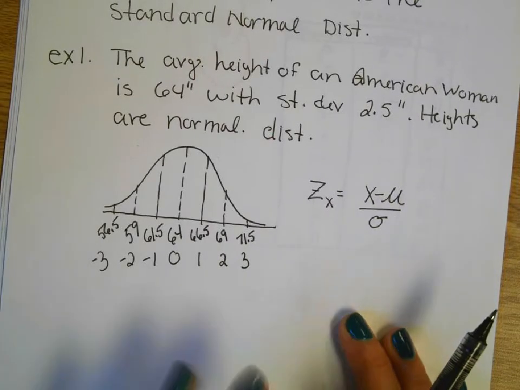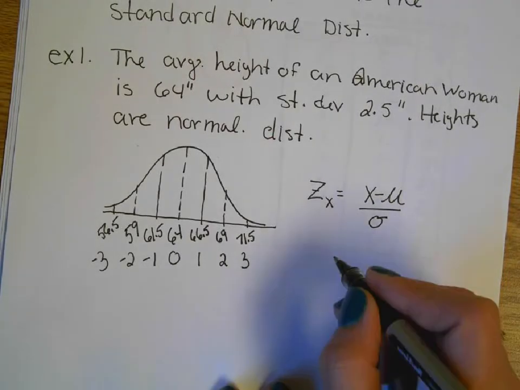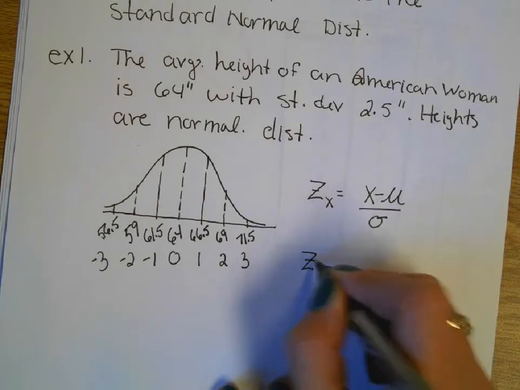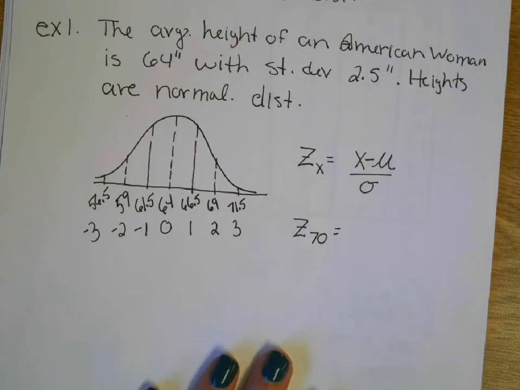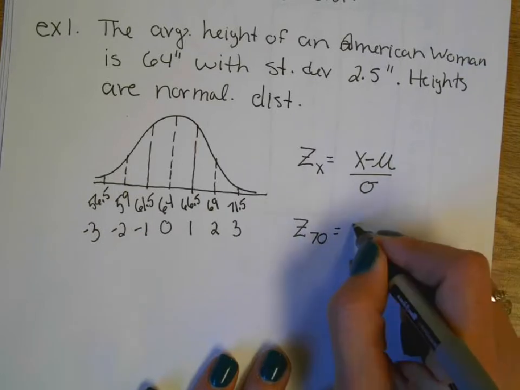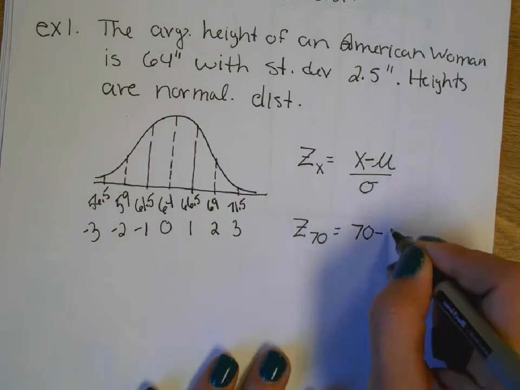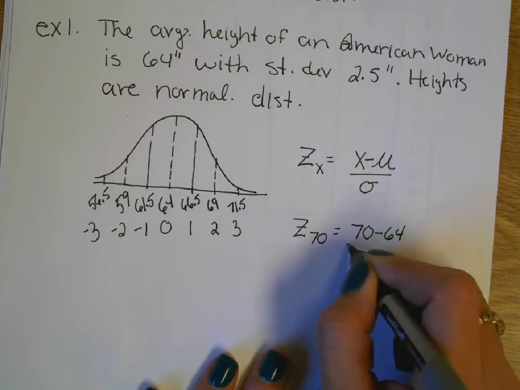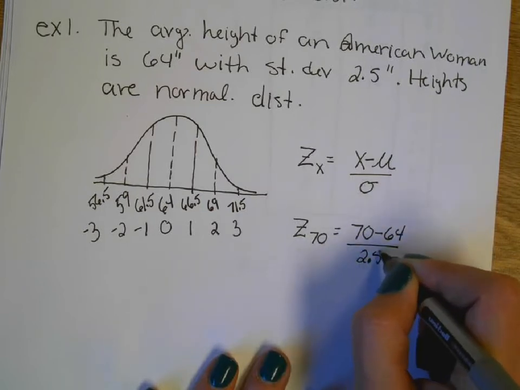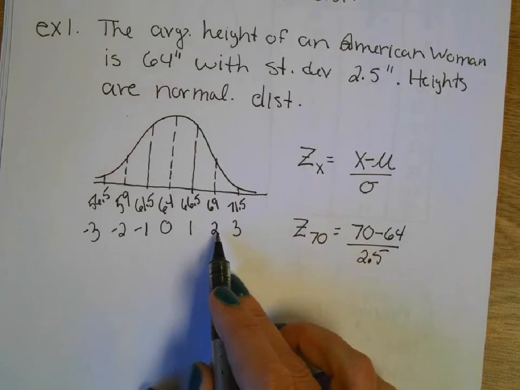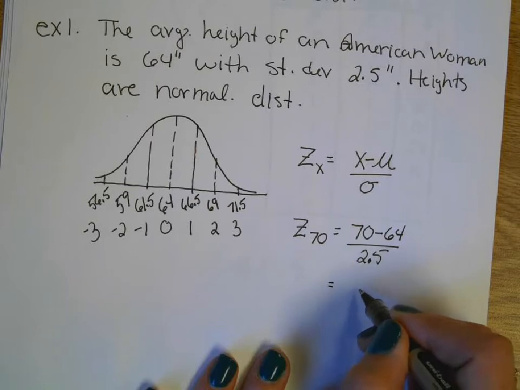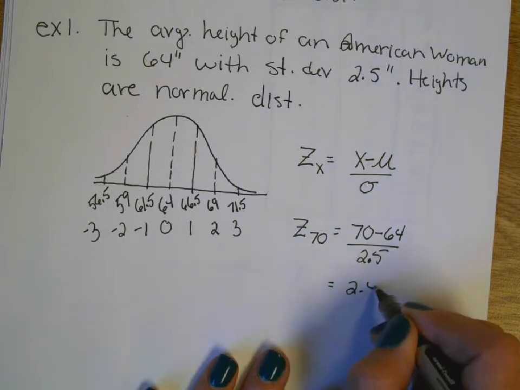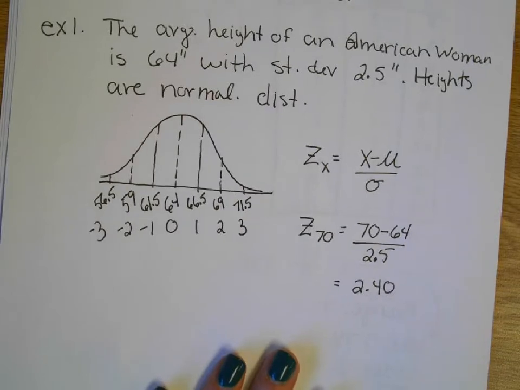Before we move on, let's just practice. What if I had a height of 70 inches? What would its z-score be? This one's not on one of our exact values, so it's just a plug and chug. 70 minus 64 divided by the 2.5, and you should be getting 2 point something. And remember, z-scores go out 2 places, just like our table. What is it? 2.4 exactly.